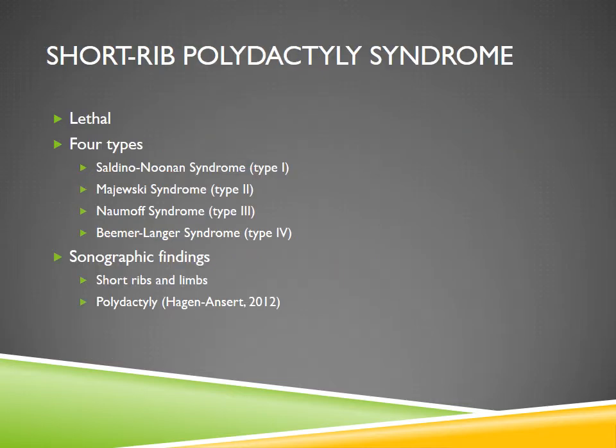There are 4 primary types of short rib polydactyly syndrome. Type 1 is referred to as Saldino-Noonan syndrome, type 2 as Majewski syndrome, type 3 as Naumoff syndrome, and type 4 as Beamer-Langer syndrome. The lethal nature of this syndrome stems from pulmonary hypoplasia. It's characterized by short ribs and limbs as well as polydactyly, or, in other words, more than the normal amount of digits on the hand or feet.